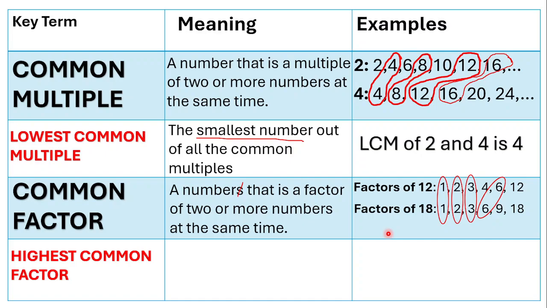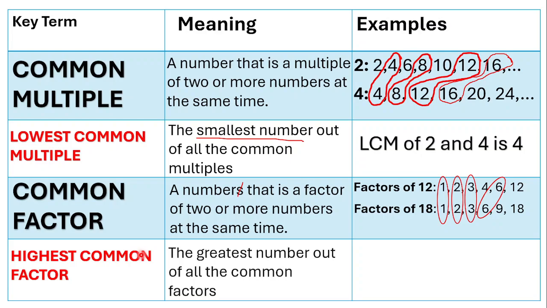Next, let's move on to highest common factor. Now, what is the highest common factor? Well, the greatest number out of all the common factors, that's the highest common factor. So let's look at our common factors of 12 and 18. That's 1, 2, 3, and 6. Which one is the greatest or the biggest out of these common factors? Well, 6 is the biggest. So the HCF of 12 and 18 is 6 because it's the greatest of all the common factors.